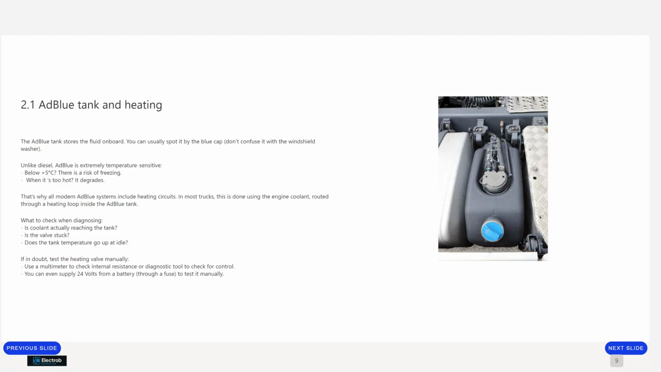What to check when diagnosing? Is coolant actually reaching the tank? Is the valve stuck? Does the tank temperature go up at idle? If in doubt, test the heating valve manually. Use a multimeter to check internal resistance or a diagnostic tool to check for control. You can even supply 24 volts from a battery through a fuse to test it manually.